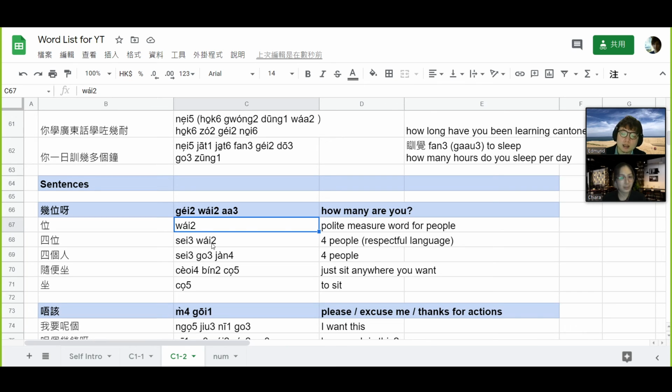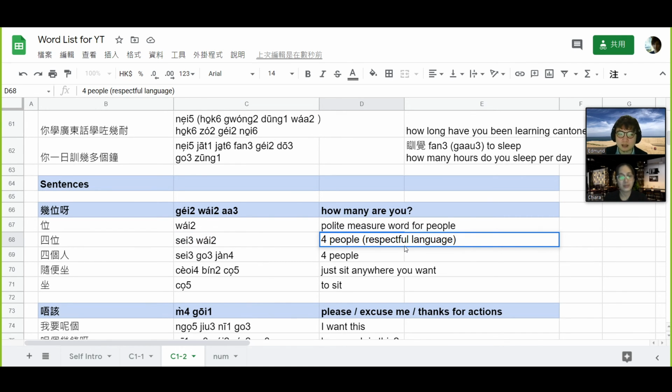And then you answer that. I always find it funny, but people just do this. 位 is a polite measure word for people. Supposedly, you don't need to use a polite word on yourself. Like you don't say I am Mr. Respectable, Honorable, like that. But in Hong Kong people do this a lot. So when people ask 幾位啊, people will respond like this. Like for example 四位.